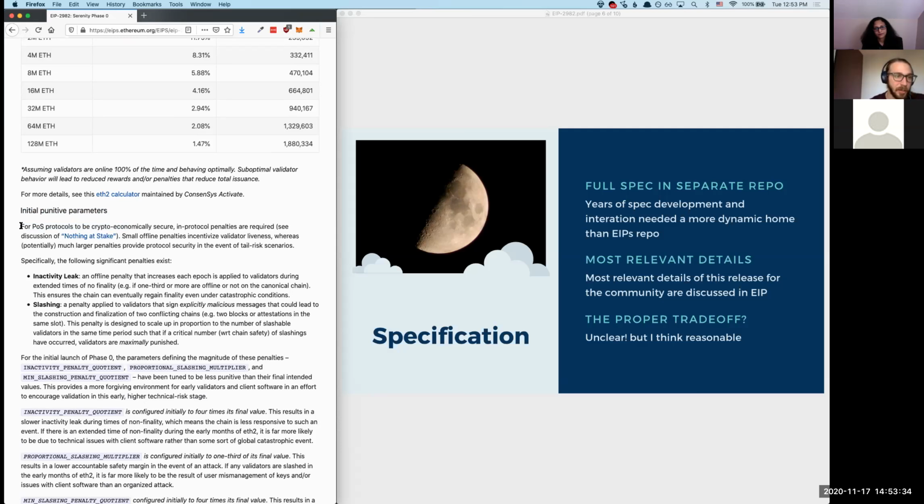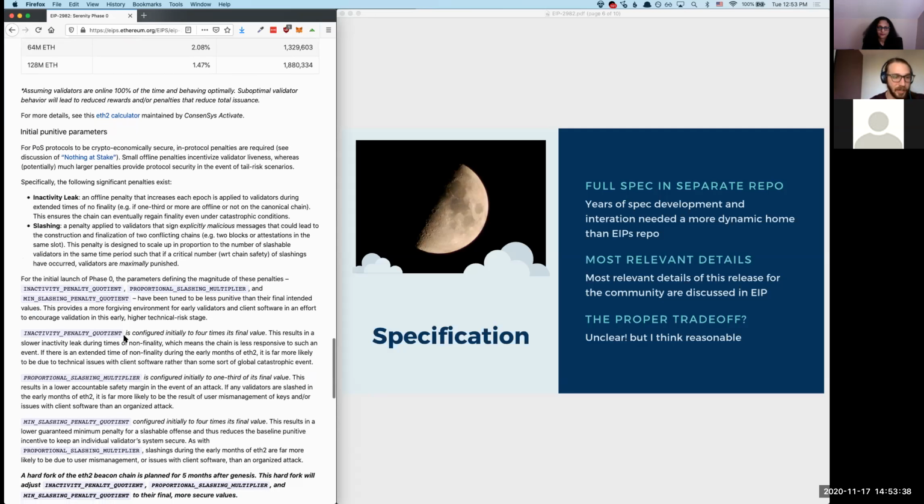And these have been chosen to be slightly less punitive for the first 5 months of the protocol, because there are early adopter risks, and it can be quite discouraging to come into this new system when there's really not an incredible amount at risk in terms of what the proof of stake network is validating at that time.